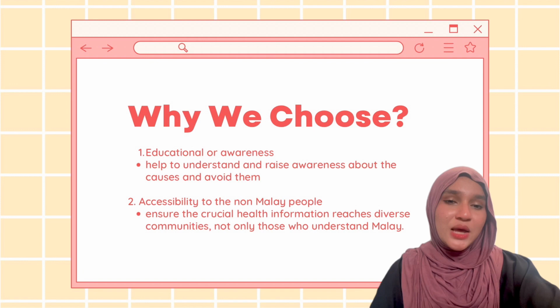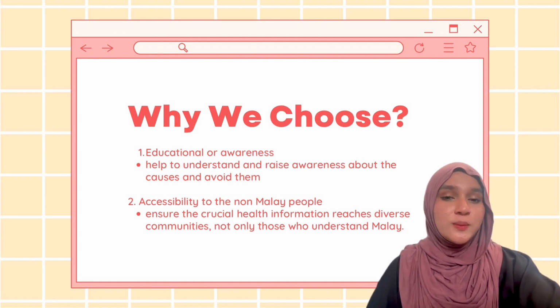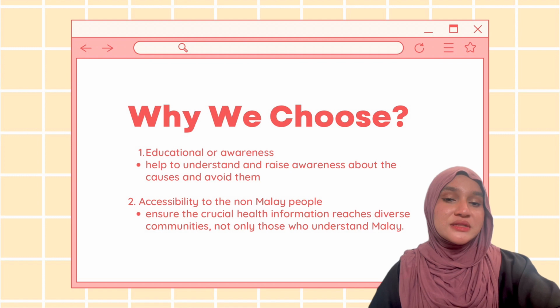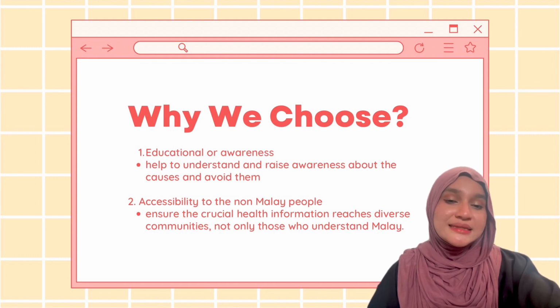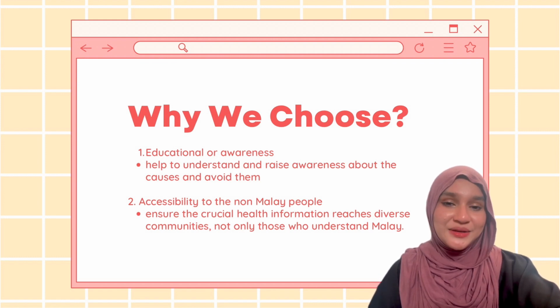Hi, I'm Shazwin and we will move on to the reasons why we choose the brochure. First of all, we believe that this brochure is very educational to the audience. It can help people understand and raise awareness about the causes and avoid them. Secondly, we also believe that it can provide accessibility to non-Malay people. This can help to ensure that this crucial health information reaches diverse communities, not only those who understand Malay.